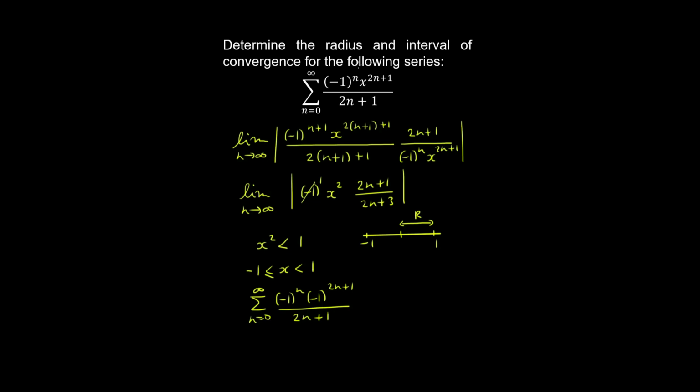And similarly, we substitute 1 into the original power series to test that endpoint of the interval. So 1 to the 2n plus 1 is 1. So this is another alternating series that converges. So verify that yourself, and you'll find that the interval of convergence is minus 1 to 1 inclusive.